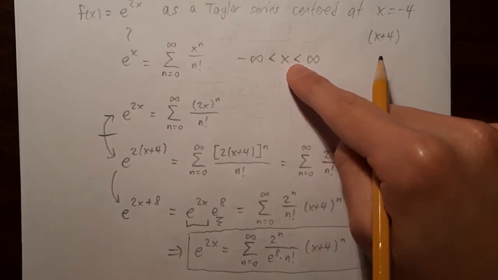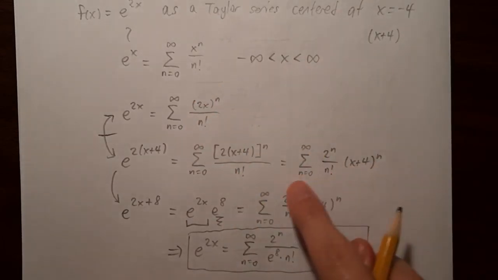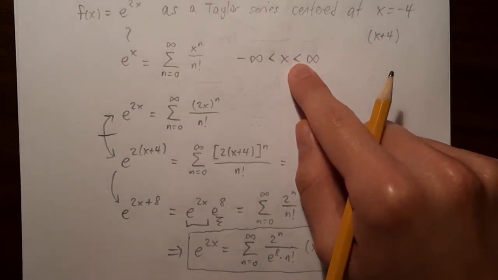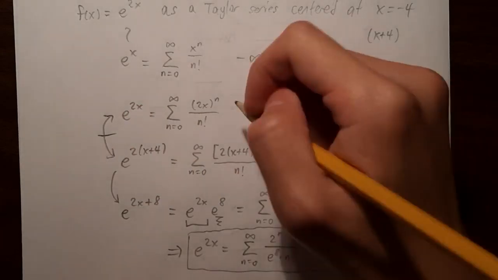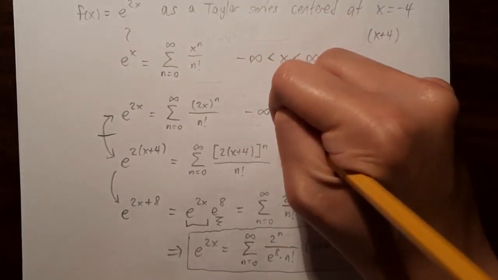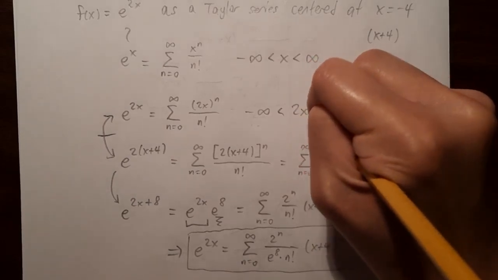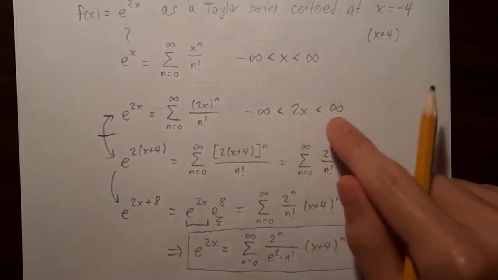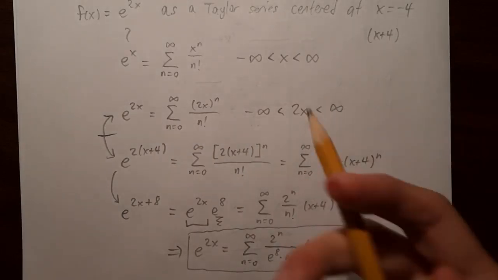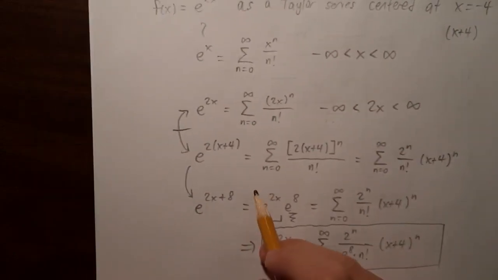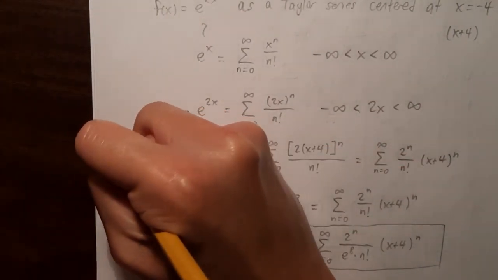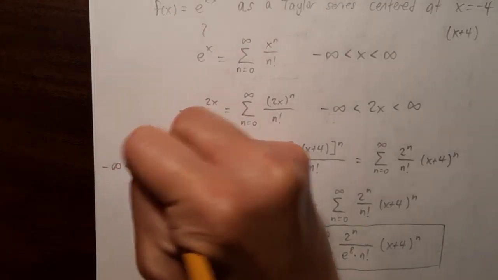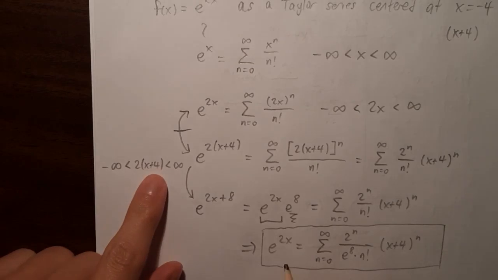So what did I do in order to get the actual series representation that I got at the end? Well, I plugged in two different things in for x. I first plugged in 2x in for x, which changes the condition into minus infinity is less than 2x is less than infinity. And then I swapped out x for x plus 4. And so what that does is, I guess I'll write it over here on the left, that'll change the convergence condition into minus infinity is less than 2 times x plus 4 is less than infinity.